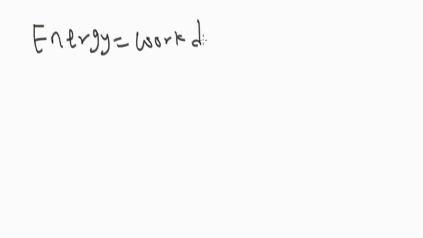Alright, so what is energy? Energy is simply the ability or capacity to do work. Alright, so energy equals work done. And work done is calculated using force times distance, right? Now, the difference between work and energy is that energy is a scalar quantity, whereas work is a vector quantity.